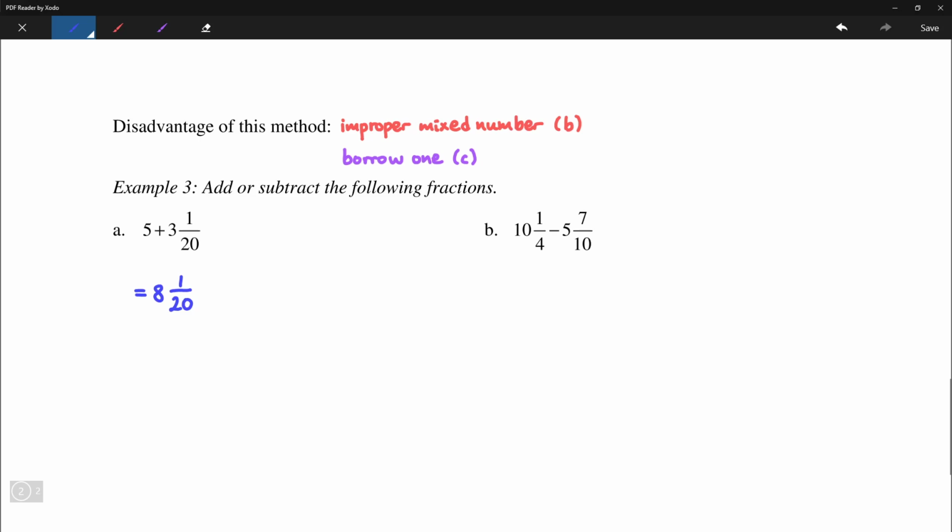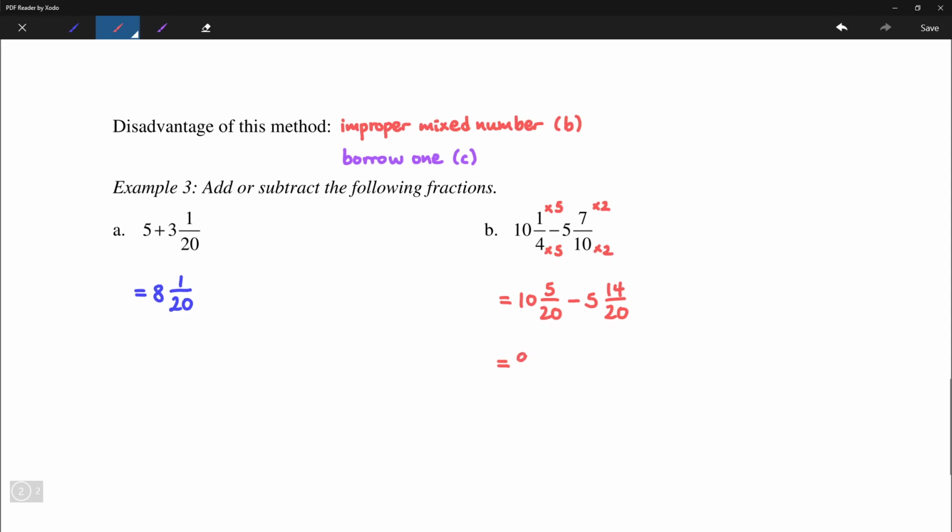Second one is a little bit more complex. First thing we need to think about is what is the common denominator. In this case, we can multiply both the numerator and denominator here by 5 to give us a denominator of 20, which means if we multiply the second fraction by 2 over 2, we get a common denominator that way. So that will give us 10 and 5 over 20 minus 5 and 14 over 20, which means once again we need to borrow 1 from the 10.